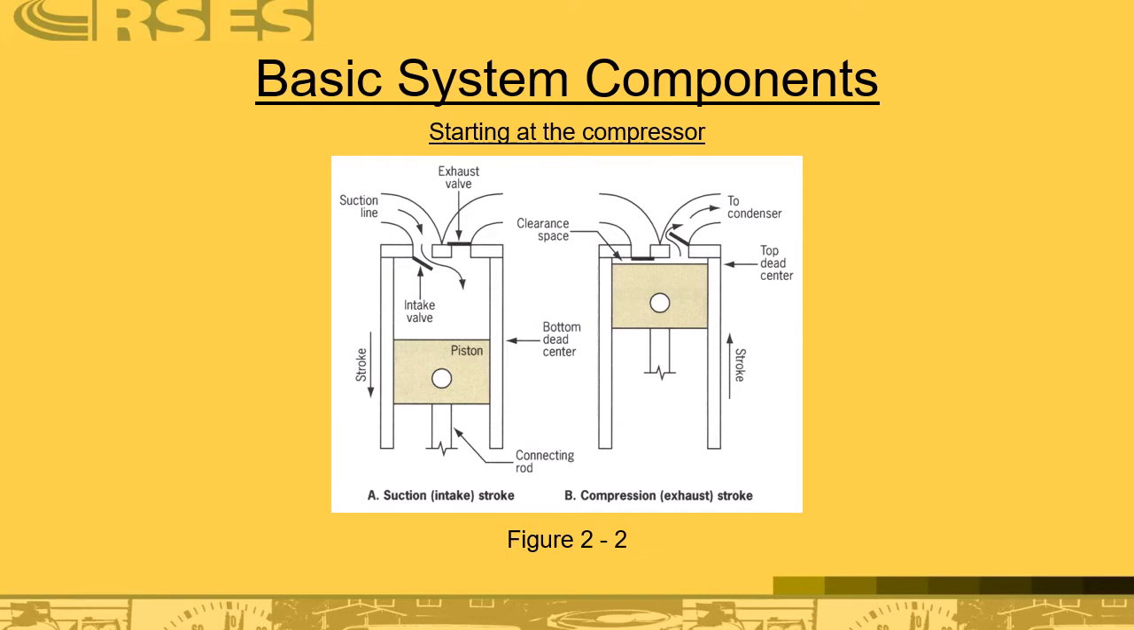Once the piston hits bottom dead center, it starts its travel up, and by traveling up, the intake or suction valve is shut, the discharge or exhaust valve is open, and now the refrigerant pressure and temperature have increased in the process of this cycle. And this is your top dead center. This is as far as the piston travels in a forward mode.